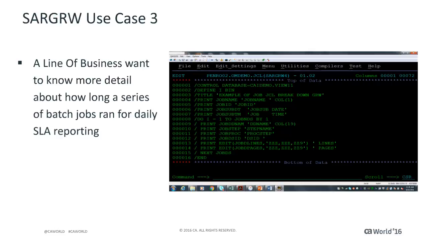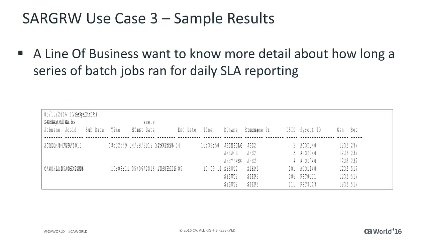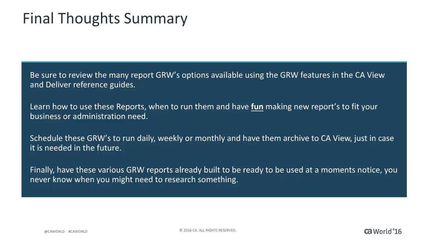In this example, we have the capability of storing spent JCL in CA View, and we also have a report writing tool that is able to extract very valuable data. In this use case, the business unit wants to know more detail about how long a series of batch jobs ran during the night. As you can tell, here's the results of that report. We can store it out on CA View for the user or business unit to log on and take a look at that at their leisure. So you don't even have to print it out. So there you have it.